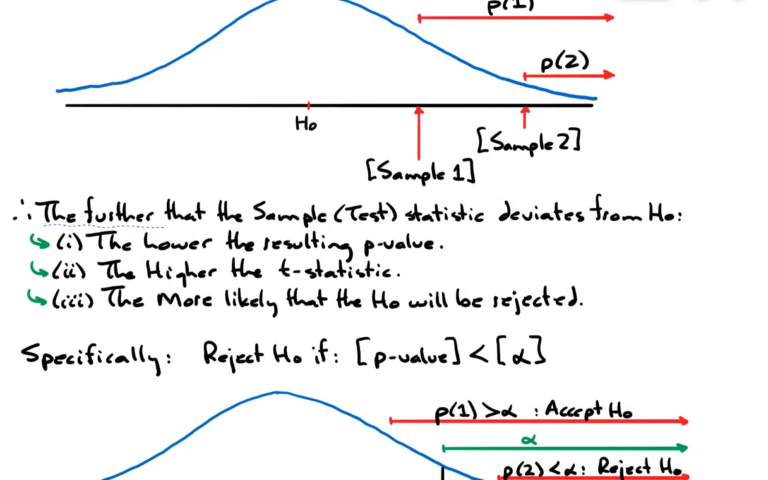This sums it up. The further that the sample or test statistic deviates from the null, the lower the resulting p-value will be. But at the same time, that means that the t-statistic will be higher. If you recall the definition, the t-statistic measures how far the sample deviates from the hypothesized value, measured in units of standard error. So naturally, the further that the sample deviates from the hypothesized value, the higher the test statistic will be. And finally, the more that the sample statistic deviates from the null, the more likely it is that the null will be rejected.